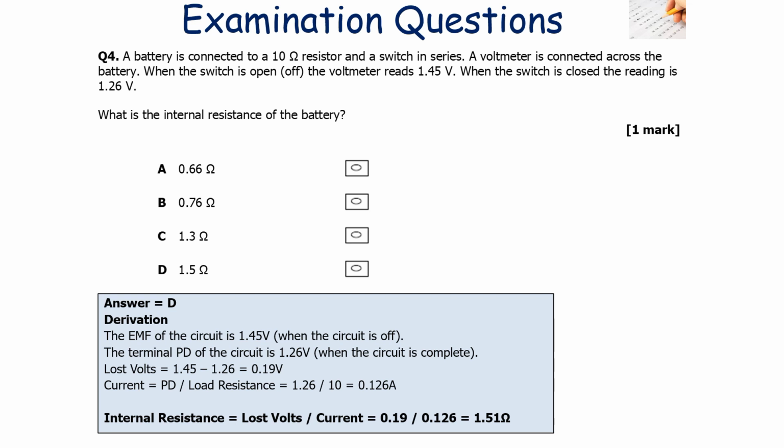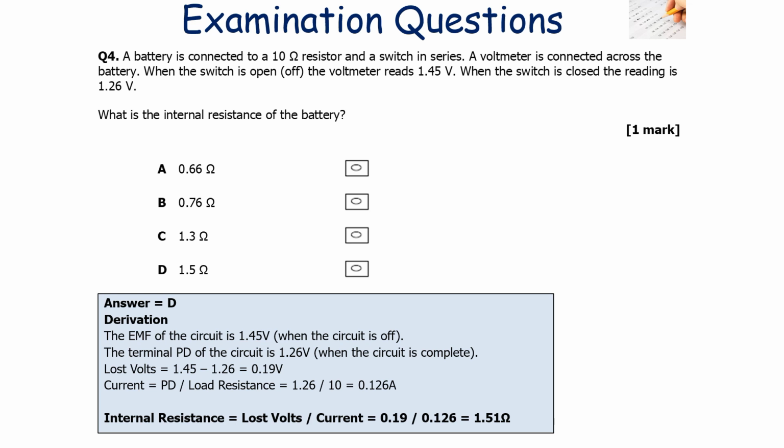Now we know in the question it tells us our load resistance, our resistance of the circuit is 10 ohms. We know our PD is 1.26 volts because that's what's actually in the circuit. So our current is 0.126 amps. Internal resistance is lost volts over current. We know our lost volts will be 0.19 volts.